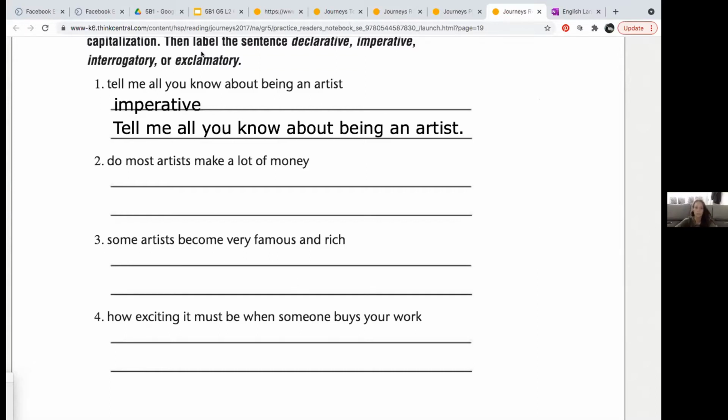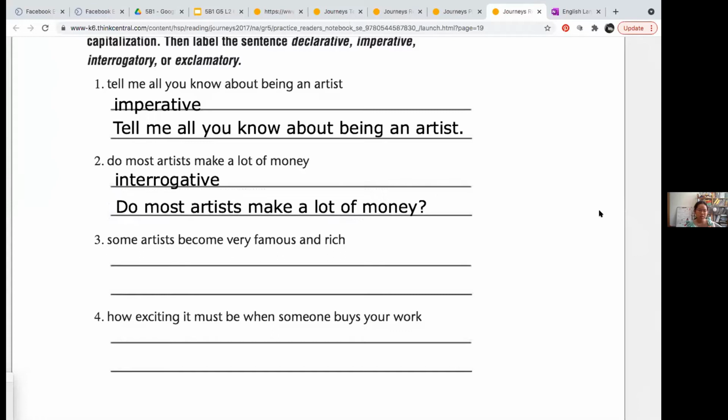All right, number 2, Lily. Can you read the sentence, please? Do artists make a lot of money? It's an interrogative sentence. And how can we write it correctly? Capitalize the letter D at the beginning and add a question mark at the end. Good job.